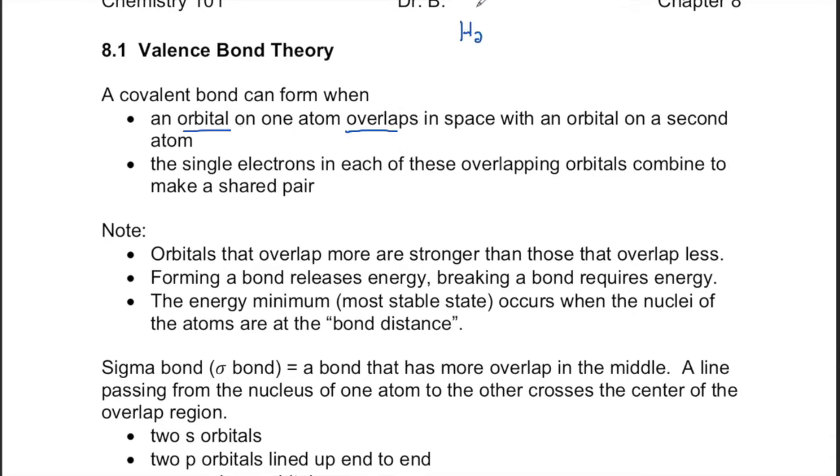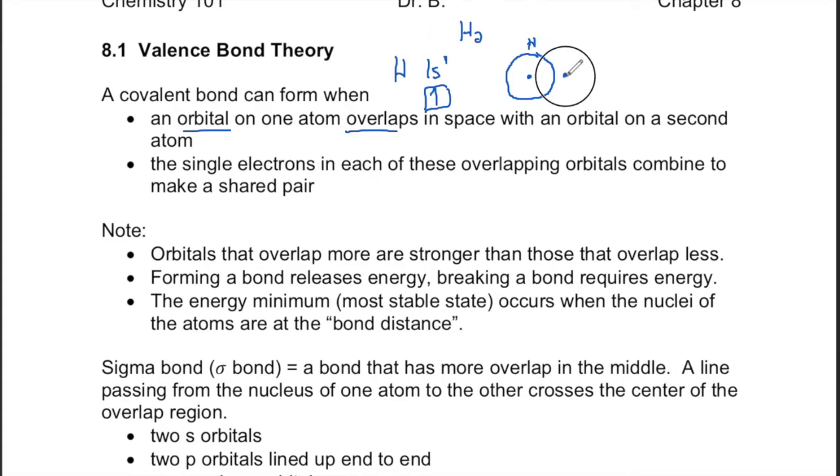So let's take a look at the hydrogen molecule. The electron configuration of a hydrogen atom is 1s1. It only has one electron and it's in the 1s orbital. The shape of an s orbital, if you remember those pictures of probability clouds, is a sphere. So we have a hydrogen atom with the 1s orbital looking like this.